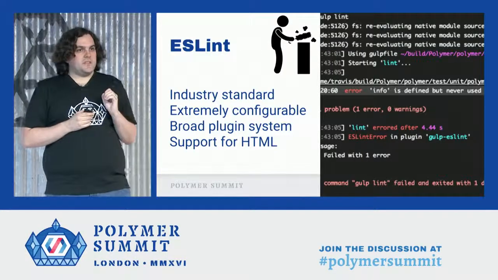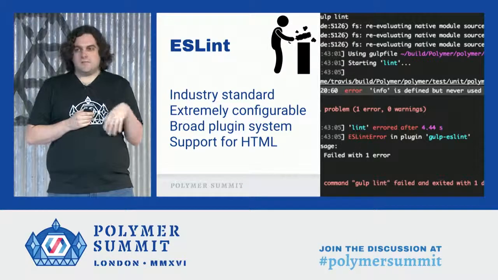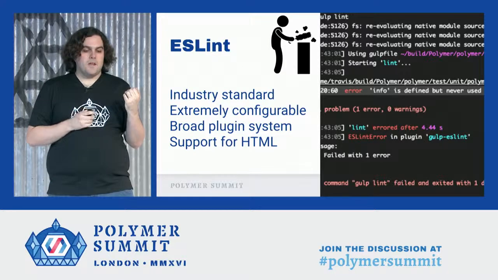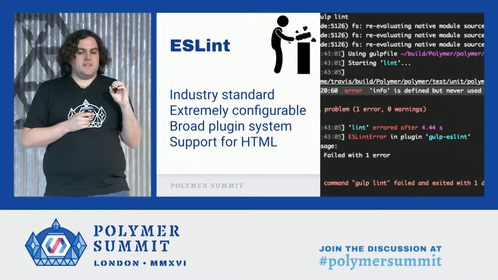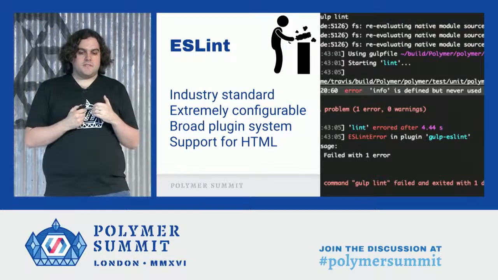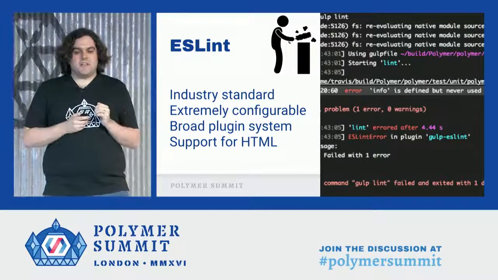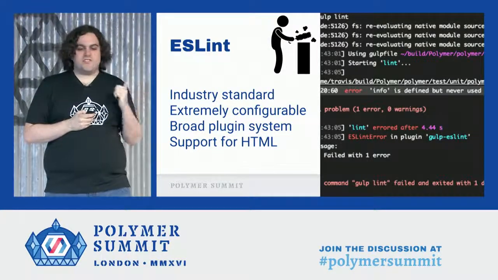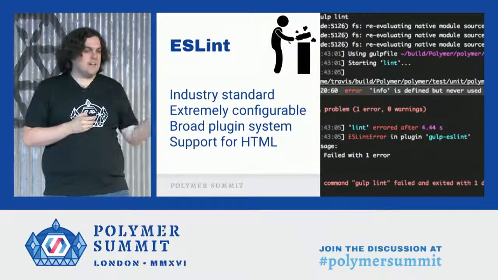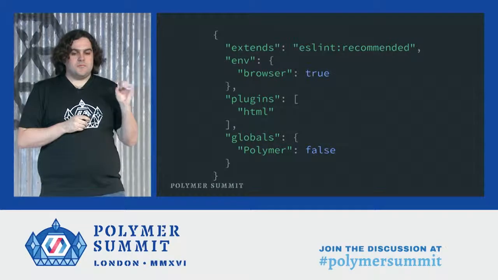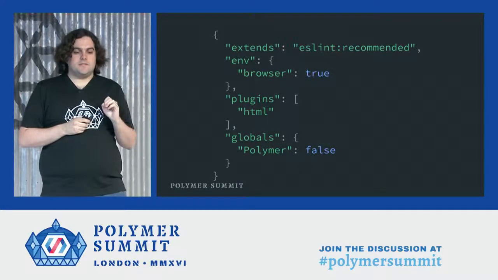And the first tool I want to talk about is eslint. So eslint is really an industry standard. It's extremely configurable, has a broad plugin system, and most importantly, it's compatible with our use of HTML imports by way of the HTML plugin. Now, you can configure eslint to enforce all manner of coding style choices like braces, quotes, logging, capitalization, but this is all you need to run eslint on Polymer elements.